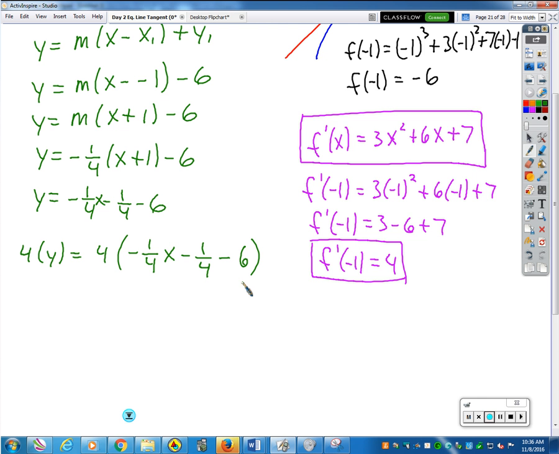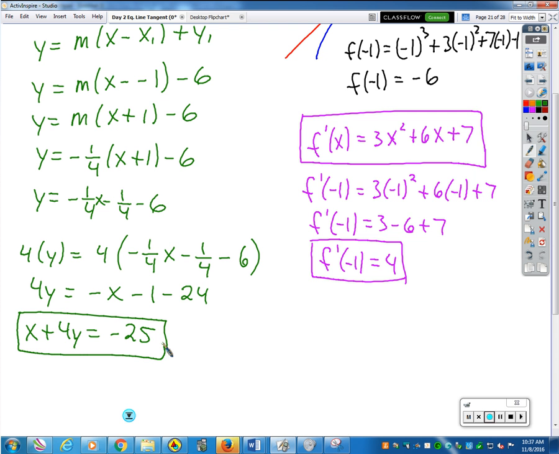All right. So, this times this is negative x. This times this is negative 1. Then they move the x to this side. Oh, I forgot to multiply that. 24. Then they just move the x over here. That was x plus 4y. Boom. Good work.